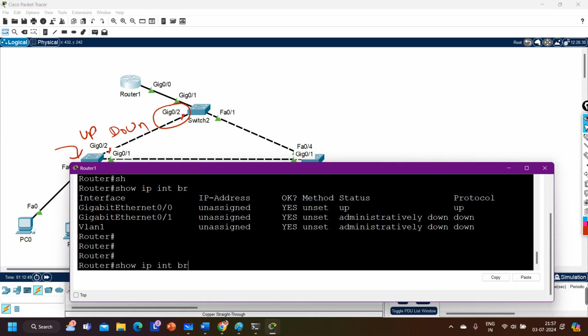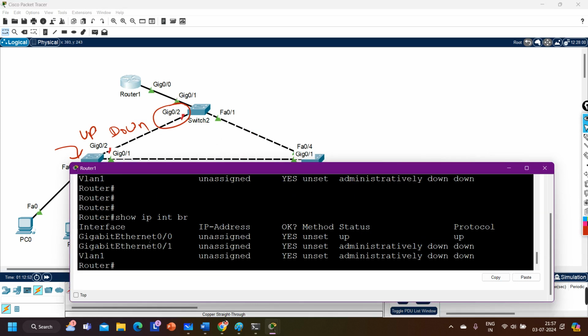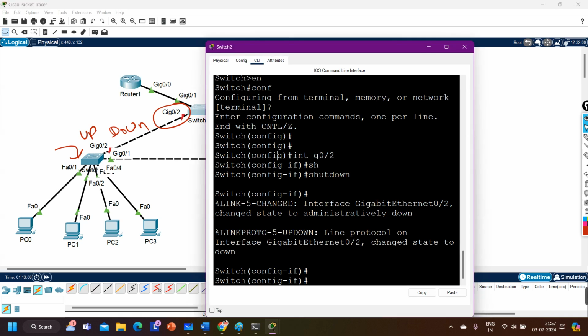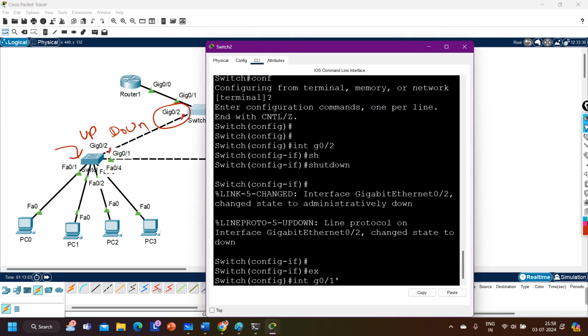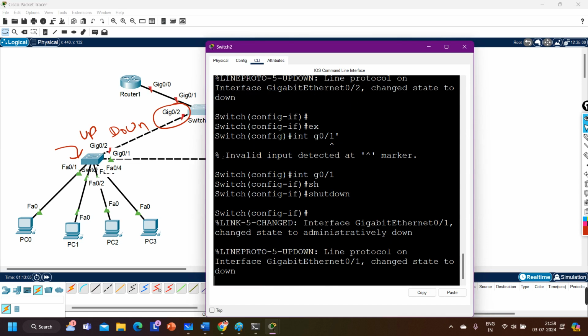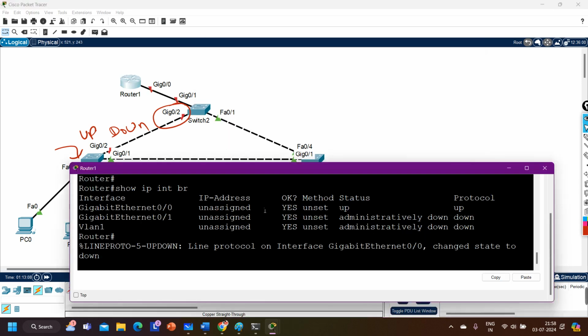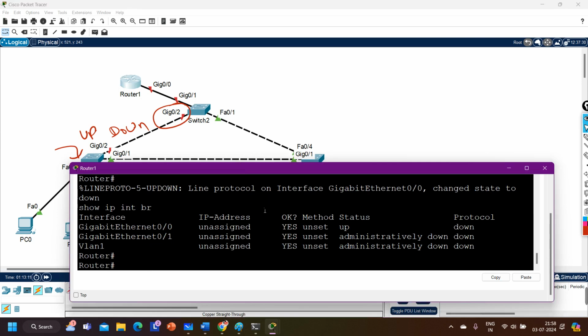See, on the router, which interface is connected with switch? G0/0, line protocol up, status is also up, correct? But if I shut down switch interface G0/1 and say shutdown. Now go to router. See, status is up, but protocol is what? Down. That means my interface is up, but switch interface which is connected with me is down, right?